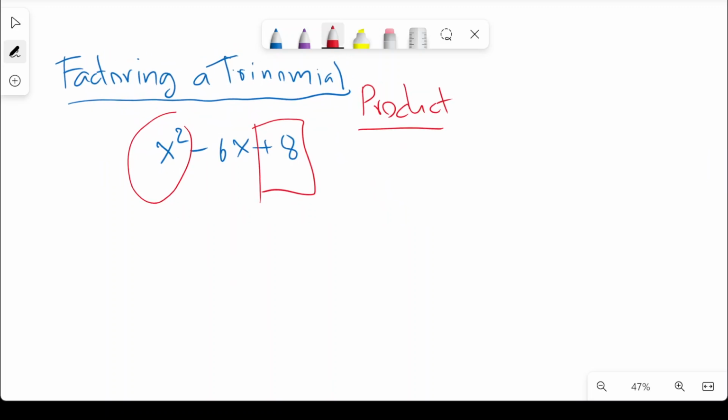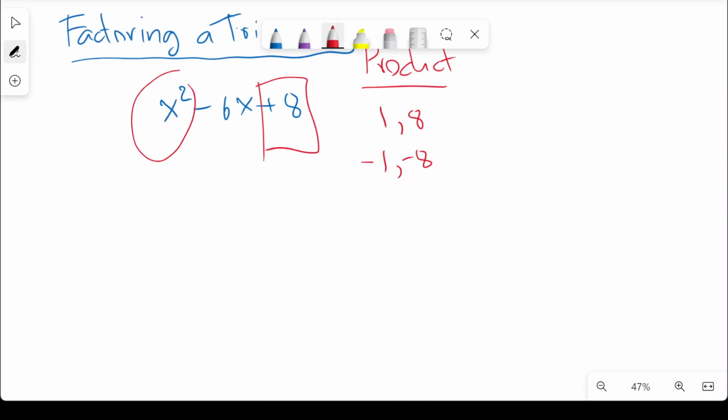Okay, for plus 8, you would have 1 and 8, right? 1 times 8 is plus 8, and also negative 1 and negative 8, because negative 1 times negative 8 is plus 8, right? And the next pair that comes to my mind is 2 and 4, right? 2 times 4 is plus 8, and also negative 2 times negative 4, which is plus 8, right?